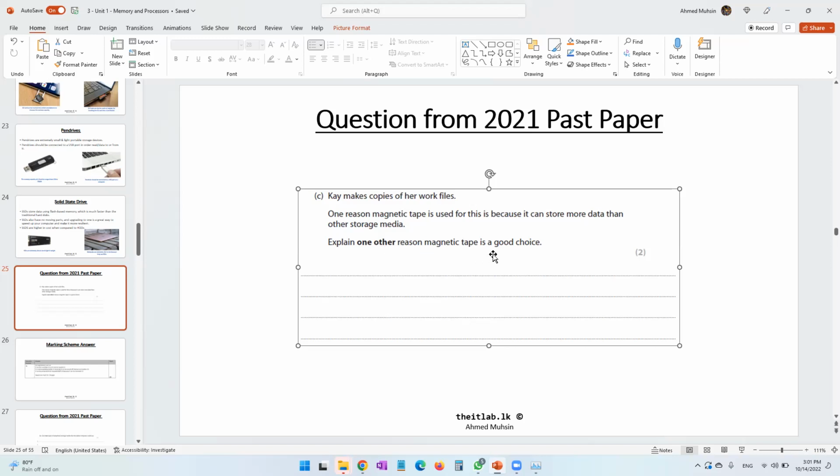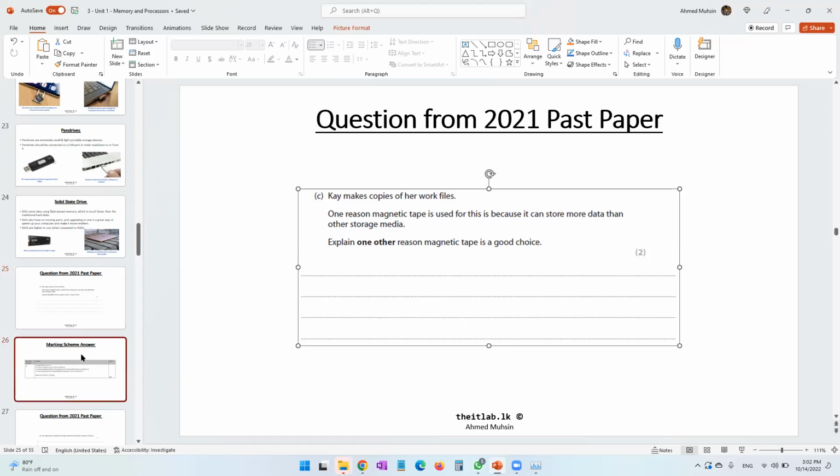Explain one other reason magnetic tape is a good choice. You can say, since magnetic tapes have only sequential access, it will allow Kay to go through her files from the beginning until the end. She will be able to go in a proper order and access her files. So the sequential access, it can be a problem, but it can also be a huge benefit.